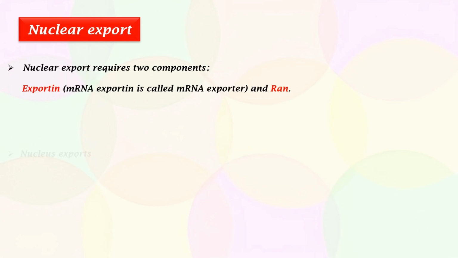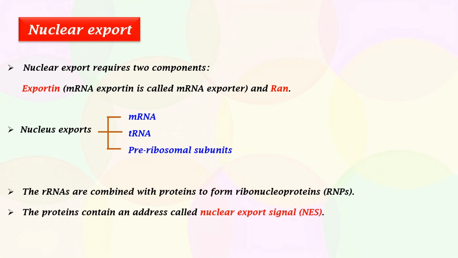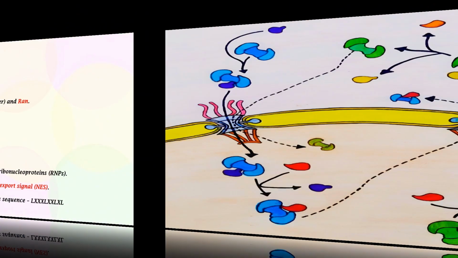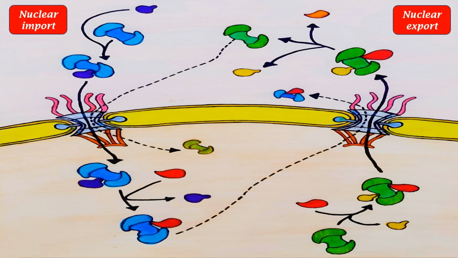Nuclear export. It requires two components: exportin and RAN. Nucleus exports mRNA, tRNA, and pre-ribosomal subunits. The rRNAs are combined with proteins to form ribonucleoproteins. The proteins contain an address called nuclear export signal. One type of nuclear export signal is rich in leucine. Let's dive into the details of nuclear import and nuclear export diagrammatically represented here.